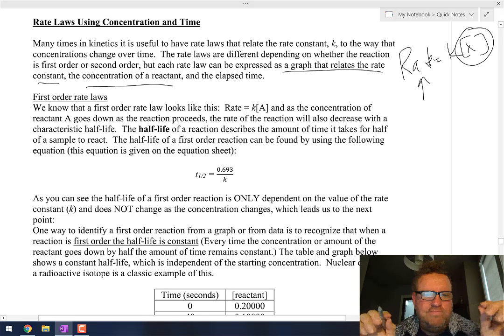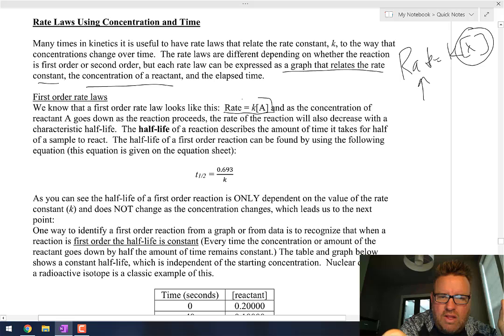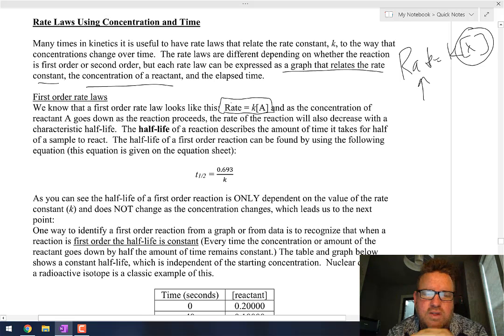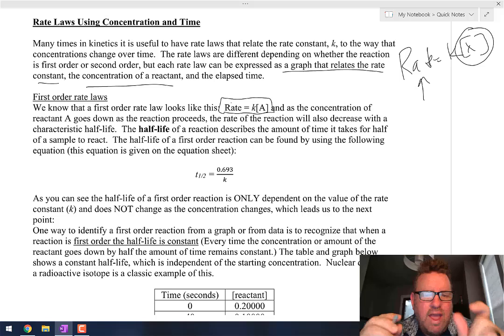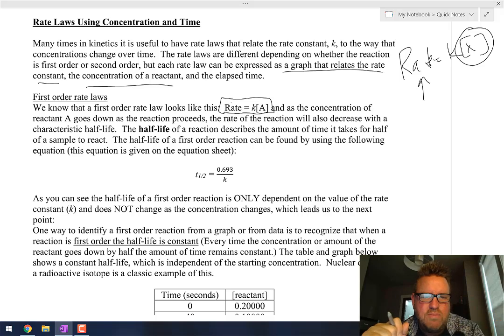In a first order rate law, we know that rate equals K times the concentration of A. And as the concentration of A goes down as the reaction proceeds, the rate is also going to decrease. When that happens, all first order reactions always have a characteristic half-life. And when I say characteristic, I really mean a consistent half-life. First, let's talk about what half-life means, and then we'll see some examples.